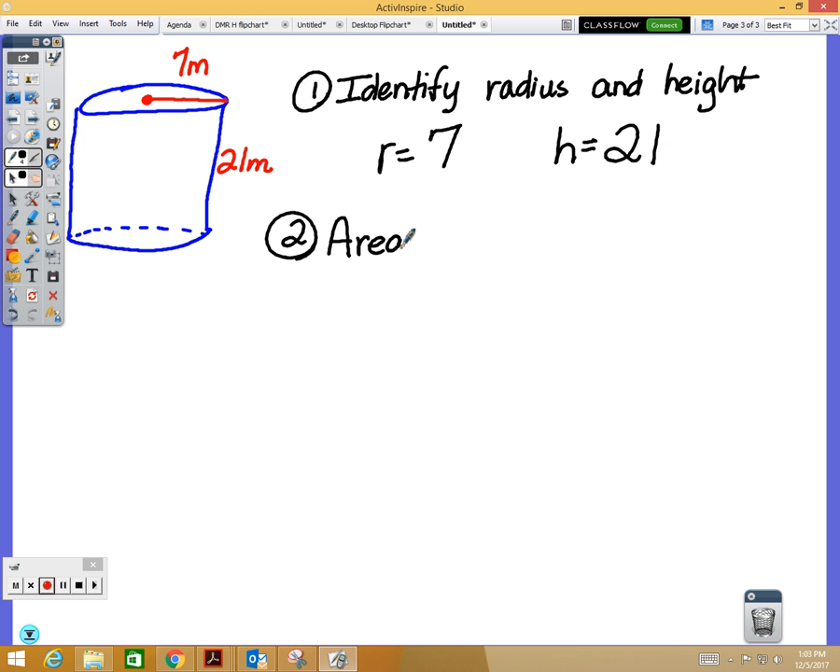All right, now that we've identified our parts, step 2 is find the area of the circle. Now we said that a cylinder has a circle on top and a circle on bottom, but they're exactly the same. So we're just going to start by finding the area of one of those. So we've practiced the area of a circle formula. It's pi r squared.